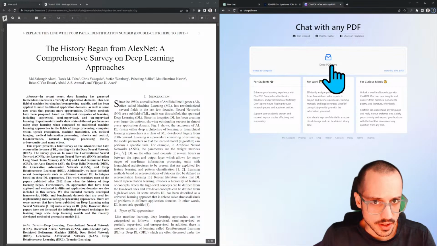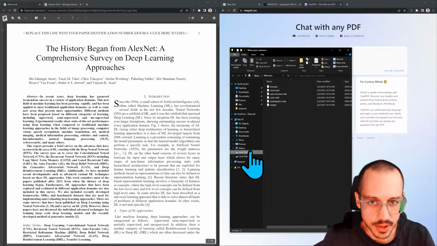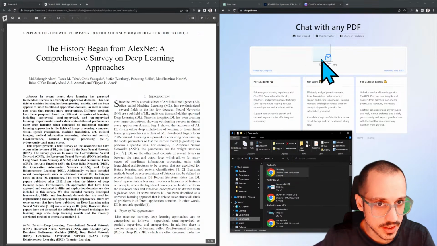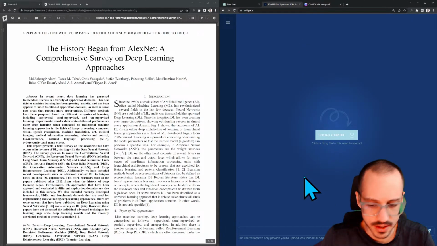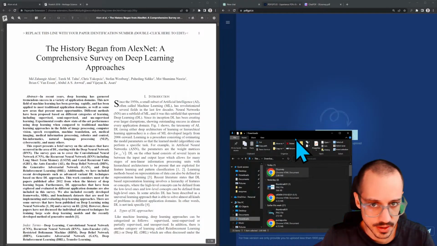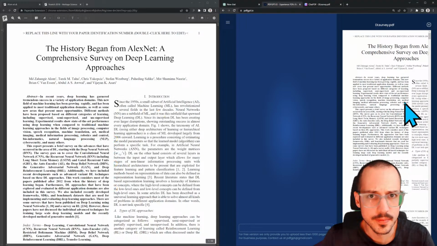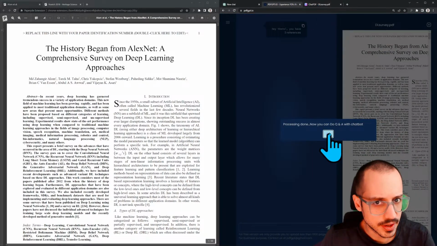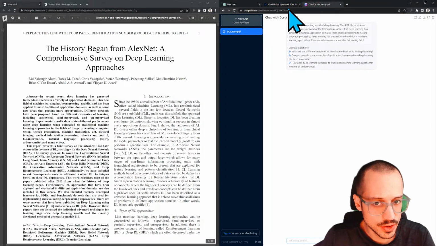So first thing we're going to do is open up our good old file browser. We're going to go into our downloads, and we are going to put in this PDF, the deep learning survey, and we're also going to upload the same PDF into here. All right, both of them have processed it. It took very little time, right?